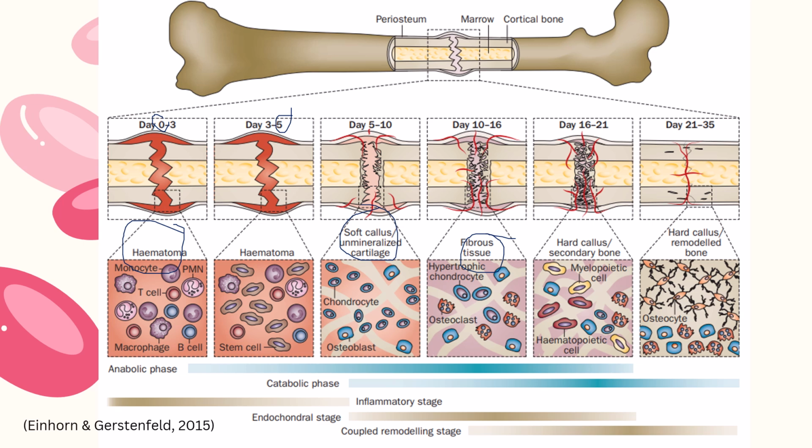The third phase is hard callus formation. Mineralization of the fibrocartilage structure creates calcified tissue. Osteoblasts are stimulated by weight-bearing exercise. Therefore, fracture healing is achieved through weight-bearing activity. This is the hard callus or secondary bone.